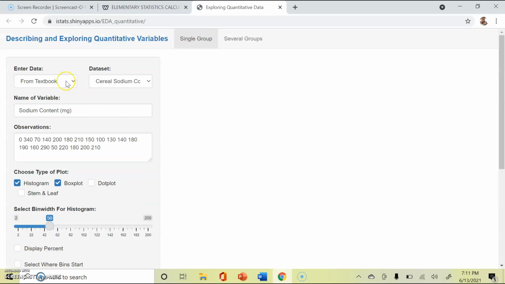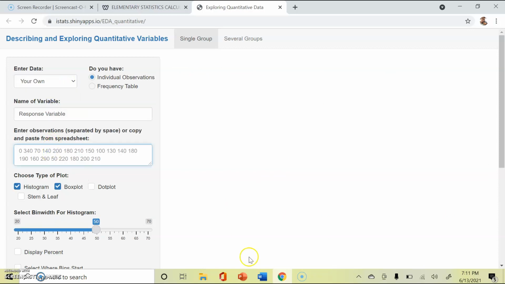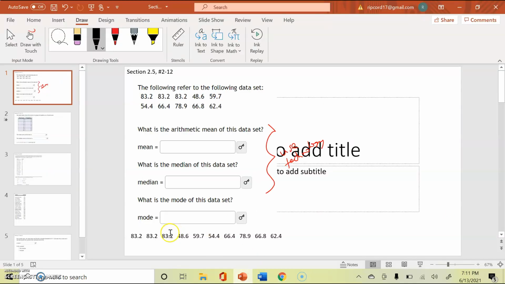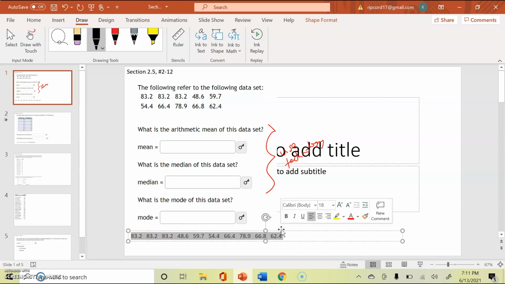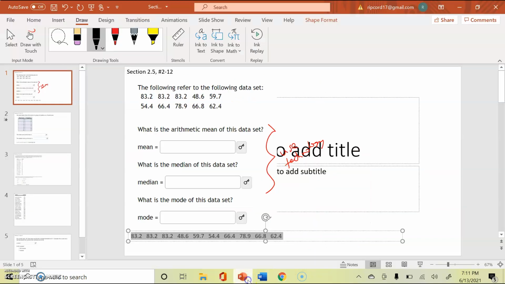Once we get to the calculator, we don't want data from textbook, we want our own data, so we're going to click on our own, and then it's just a matter of copying and pasting the data set. You take the data set, copy it, paste it, and you can see that the mean is 68.7 and the median is 66.6. And that's all there is to it. Mean is 68.7, median is 66.6.